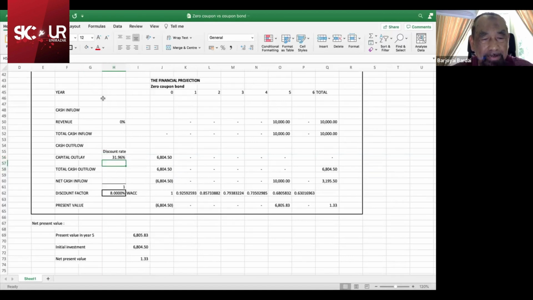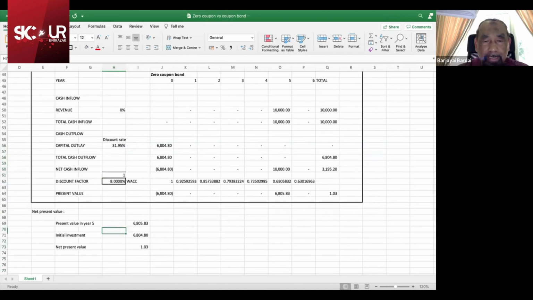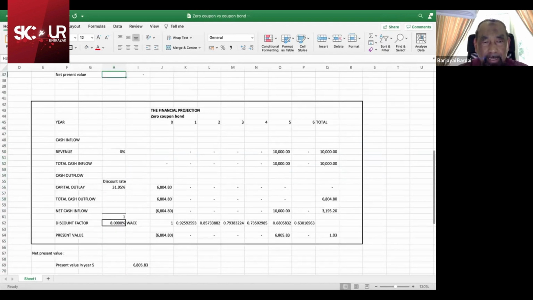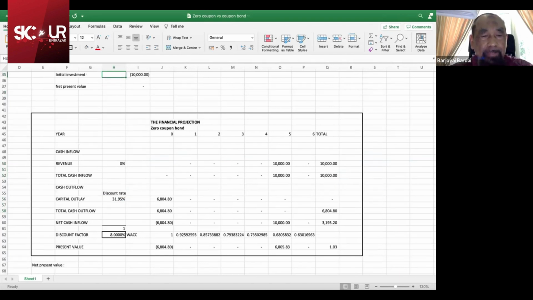Then you have 1.33. See? Yes. Yeah, almost there. You can play around with it. So essentially, that's how you do it. Your valuation of a bond will depend on your cost of capital. And at a higher cost of capital, the coupon rate must be higher.